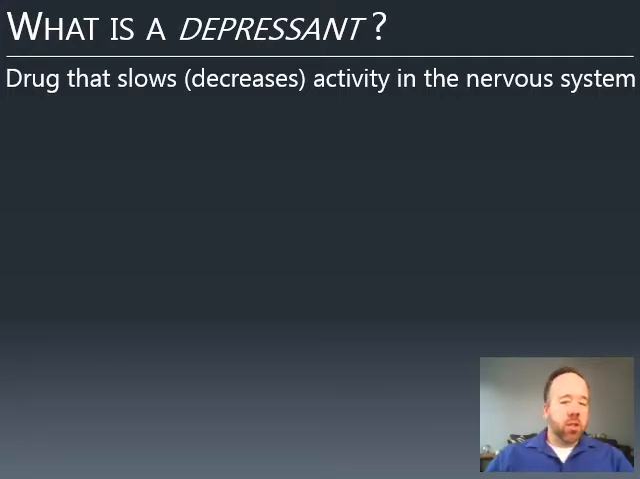So depressants don't make you depressed in the psychological sense. The use of the term depressant here just means it decreases activity in the nervous system. The opposite of a depressant is a stimulant. It is not an antidepressant, which is a class of drugs we'll actually talk about next week. So bear that in mind. A depressant describes what it does to the nervous system, not what it does on a psychological level.